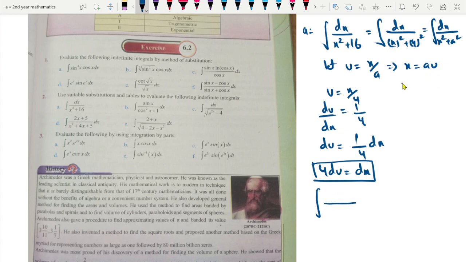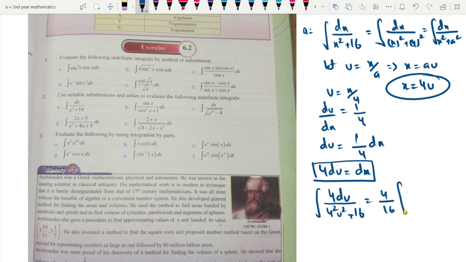In this situation x is equal to 4u. At the place of dx I can write 4 du, and at the place of x square I can write 4 square u square plus 16. Taking 4 square common, this will become 4 divided by 16 times the integral of 1 divided by u square plus 1 du, which is equal to 1 divided by 4 times the integral of 1 divided by u square plus 1.